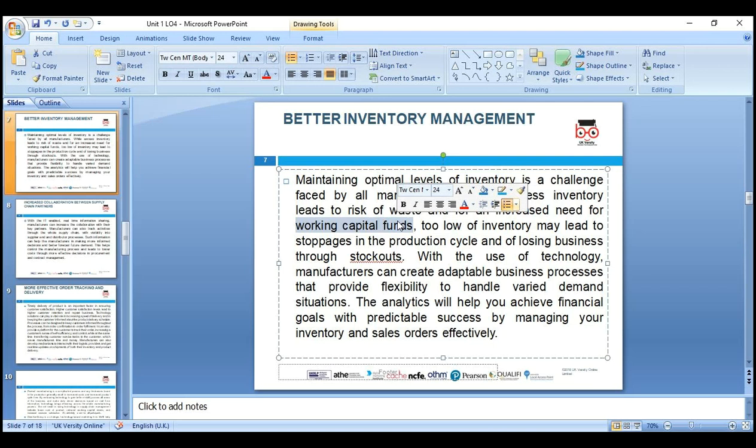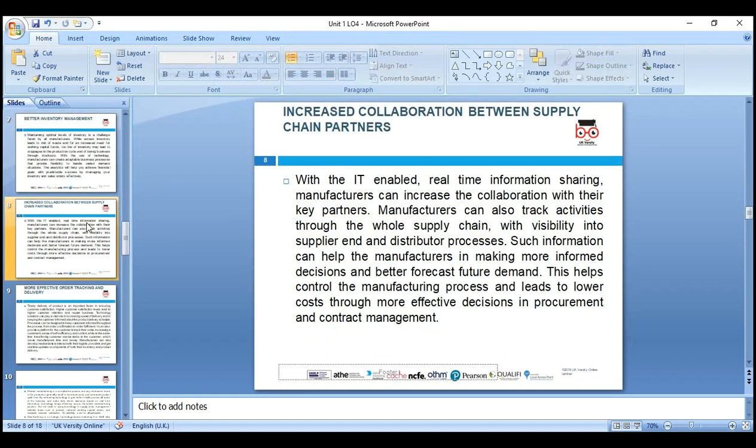With the use of technology, manufacturers can create adaptable business processes that provide flexibility to handle varied demand situations, which also helps to achieve financial goals and predictable success in managing inventory and sales orders effectively. That's what we need to make sure of.